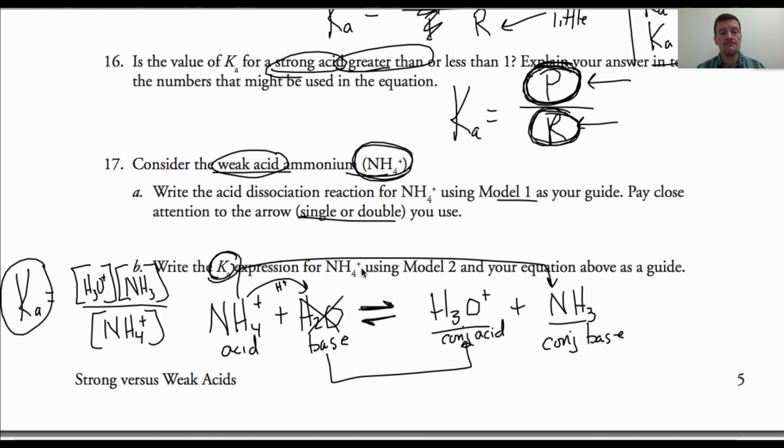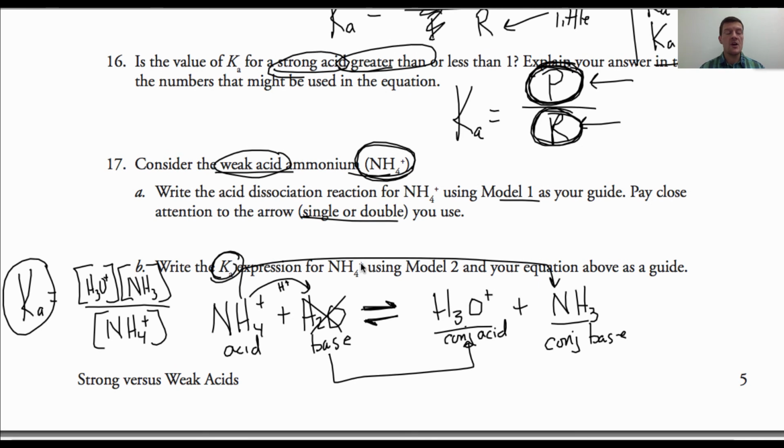Okay? All right. So, strong and weak acids, it's all about the percent of ionization. Strong acids completely ionize, weak acids do not. And we're going to continue talking about acids and bases and look at something called pH. We'll see you in the next video.